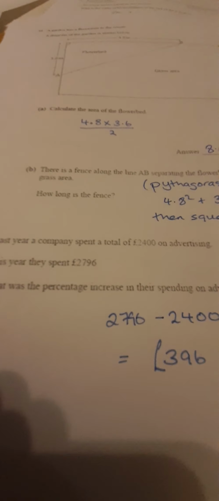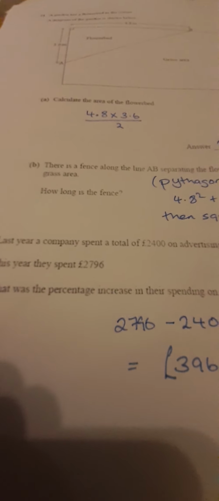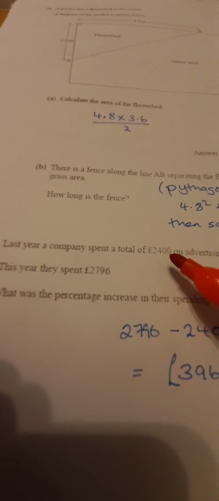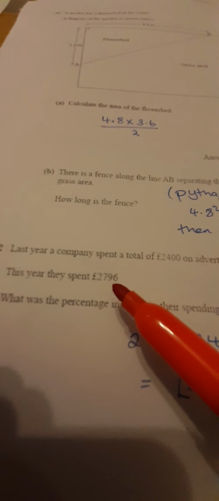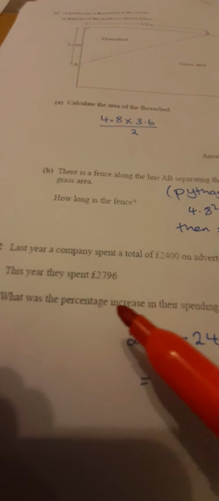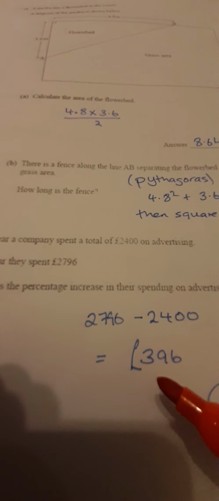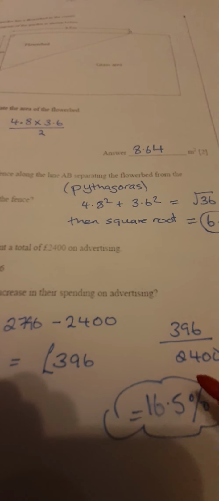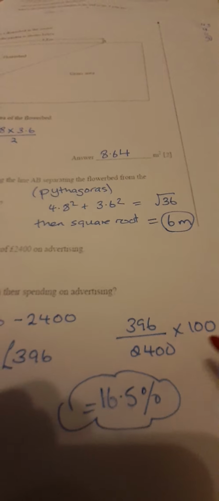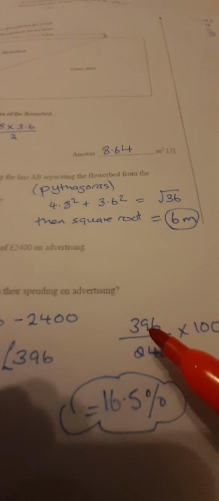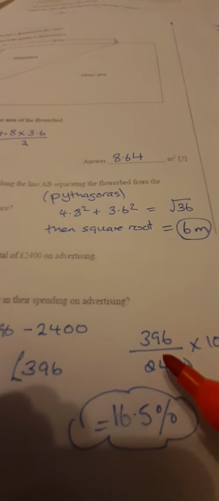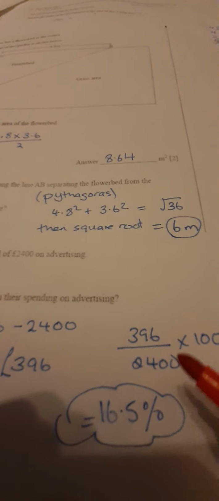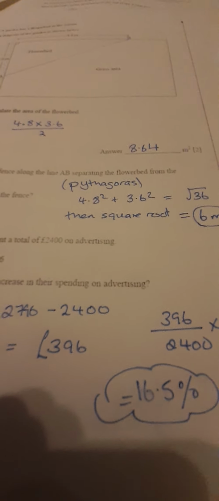Okay? Last part, this is another question, 22. So it's all about how much money they spent on advertising. They spent 2,400. The following year, they spent more, 2,796. And you want the percentage increase. So you work out the increase in money, 396. You're comparing that to the first year, so it's 396 over 2,400. Times 100 will change it into a percentage. So literally on your calculator, 396 divided by 2,400 times 100, and that part of it changes into percentage, and you get 16.5%.